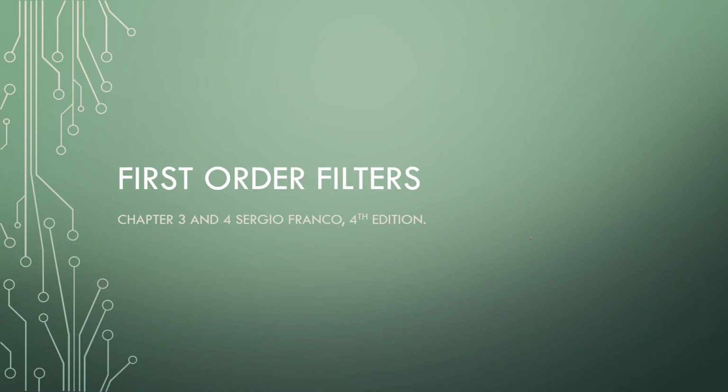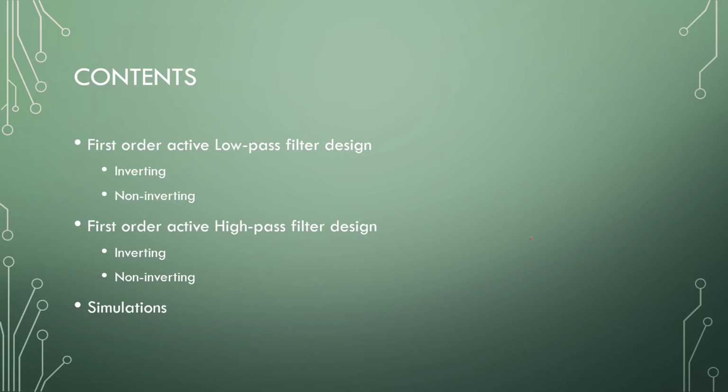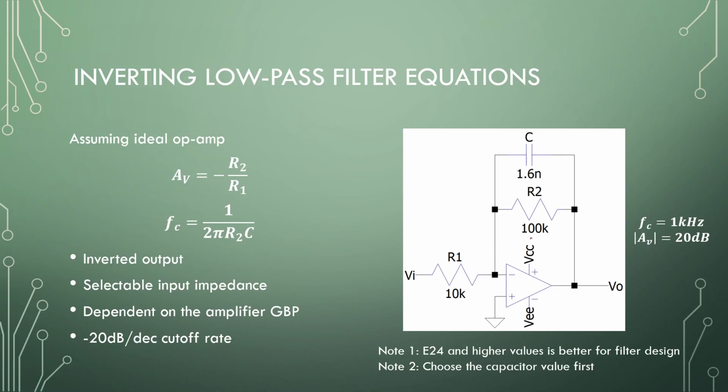Welcome to a video on first order filters. We will use these in our higher order filters when we have an odd number or an odd order filter. So we will be looking at inverting and non-inverting configurations for the low pass and then for the high pass, and lastly I will show you in simulations what's happening. Okay, so the inverting low pass filter.